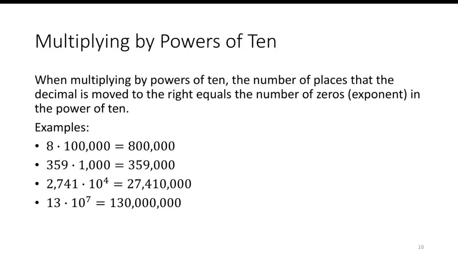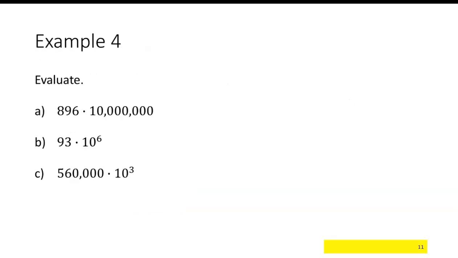2,741 times 10 to the fourth is 2,741 and then tack on 4 zeros after it. And then 13 times 10 to the 7th is 13 and then 7 zeros. 130 million. So if I want to do 896 times 10 million, I notice that there are 7 zeros. So I'd put 896 and then 1, 2, 3, 4, 5, 6, 7 zeros. So 8,960,000,000.